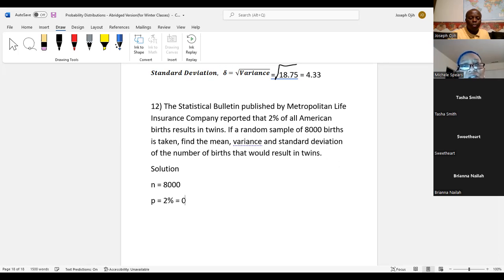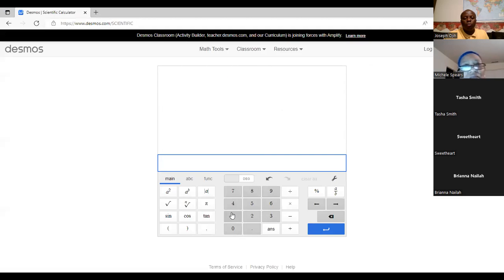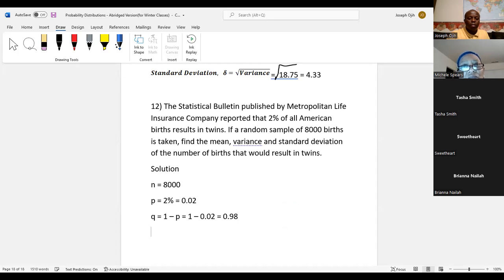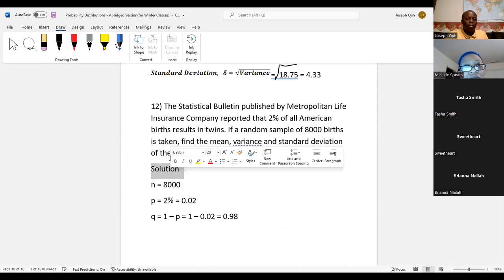which is 0.02. And our q is 1 minus p, which is 1 minus 0.02. 1 minus 0.02 is 0.98. So that we're ready.